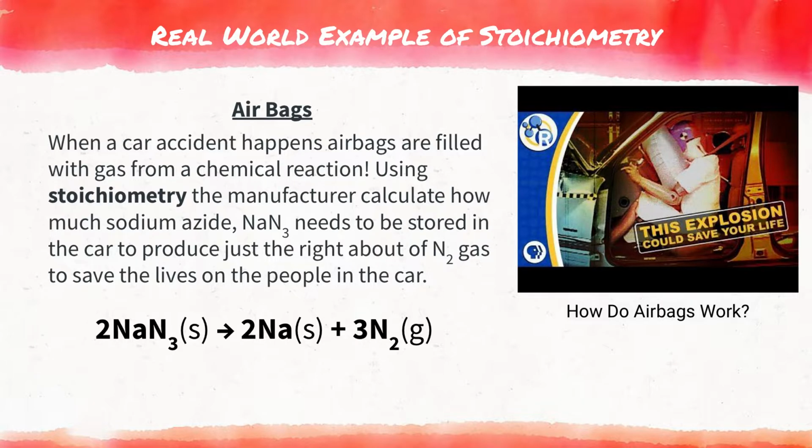Back in quarter one, we all watched this video about how airbags work. So, when a car accident happens, airbags are filled with gas from a chemical reaction. Using stoichiometry, the manufacturer can calculate how much of the sodium azide needs to be stored in the car to produce just the right amount of N2 gas to save the lives of people in the car. Too little, the airbag doesn't inflate as much. Too much, it could pop the airbag before it stops you from hitting your dashboard.